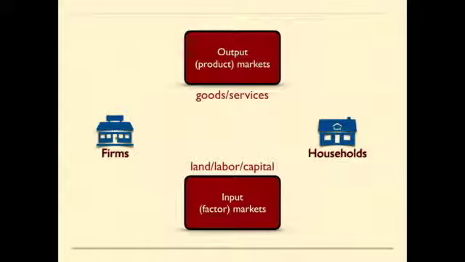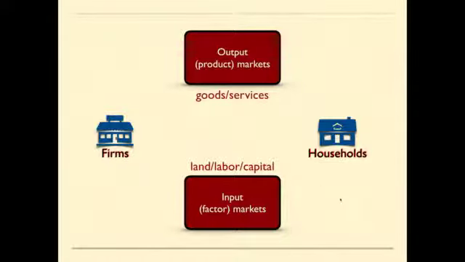So here we have the beginning parts of looking at the circular flow diagram. We have households and firms as the two major entities that interact with one another, and they interact with one another in the output or product markets, and this is where goods and services are exchanged, and also the input or factor markets. This is where land, labor, and capital are exchanged.